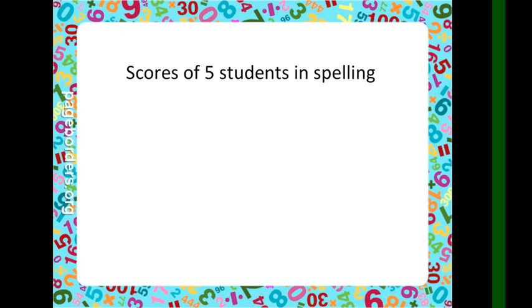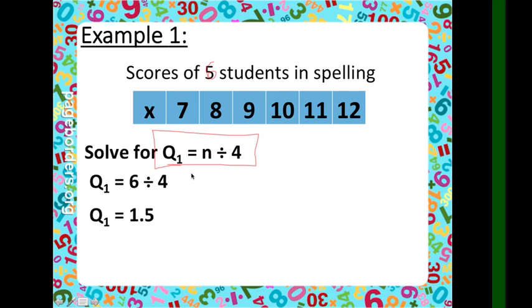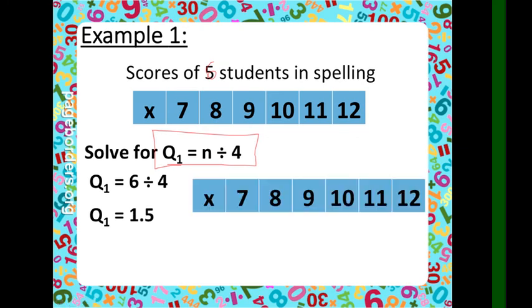So, after arranging them, to get the quartile 1, we have n divide 4. It is automatic. It is the formula actually of quartile 1, n divide 4. So we have n. How many numbers or items do we have? So we have 6 students, therefore we have 6 scores here. So we have 6 divide 4, and the answer is 1.5. So here, 7 and 8, okay, 1.5 is equal to 7.5.